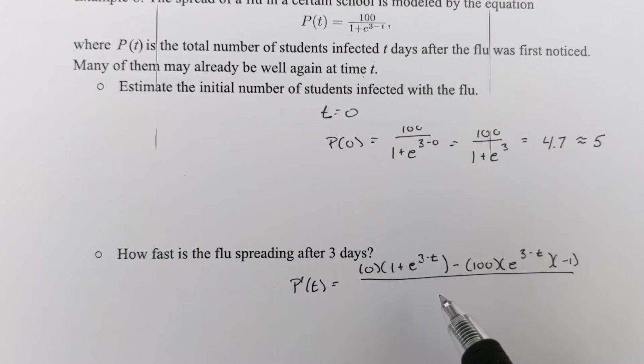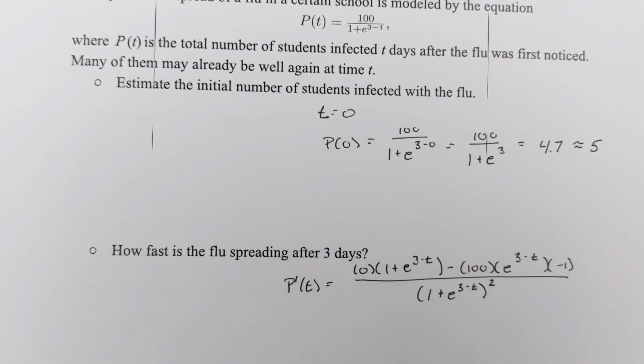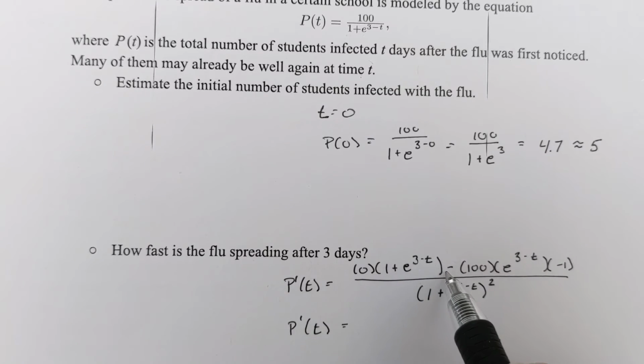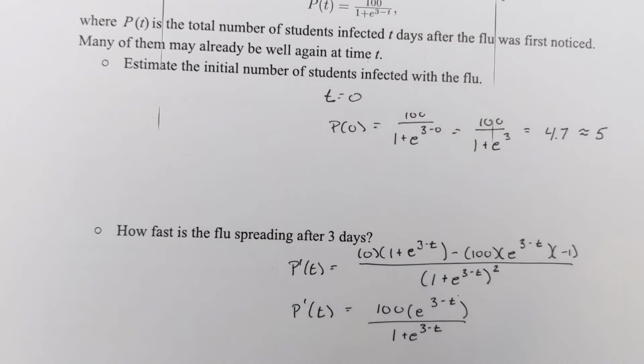And that's all over the denominator squared. So let's see if we can do a little bit of cleaning up here. That part is all 0. 0 times anything goes away. Over here I've got negative 100 times negative 1, so that's just positive 100 times e to the 3 minus t, all over 1 plus e to the 3 minus t. Now those e to the 3 minus t's don't cancel.